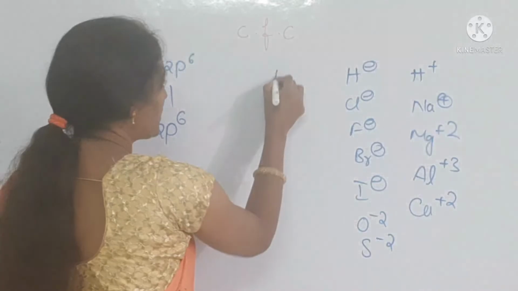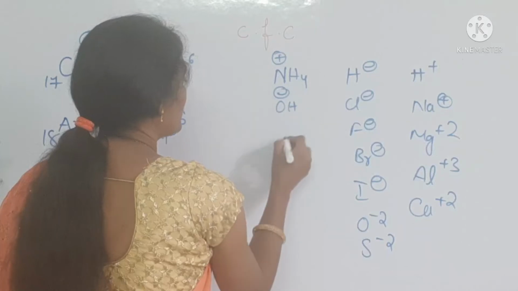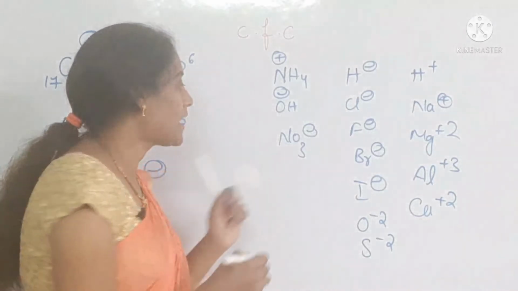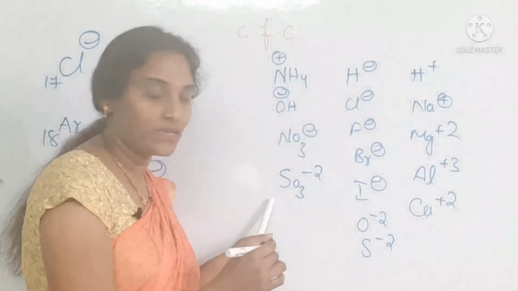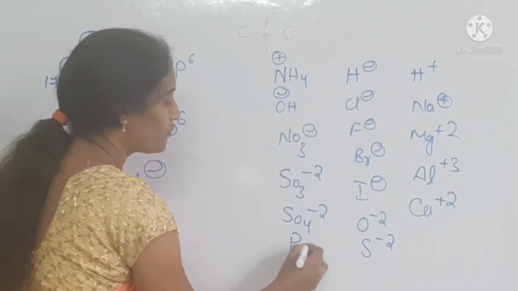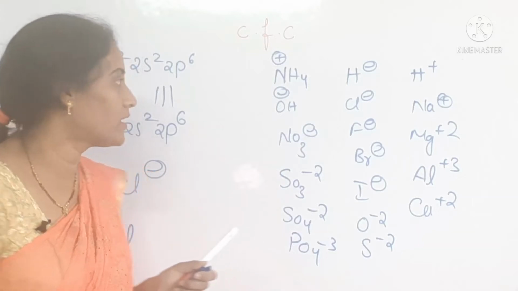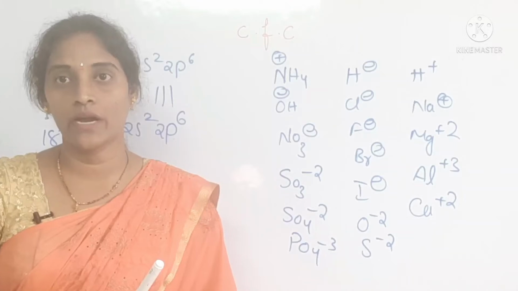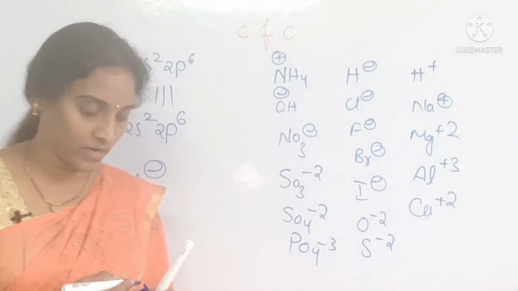You can take some polyatomic ions. NH4 plus, OH minus, NO3 minus. This is the ammonium ion, hydroxide ion, nitrate ion. Next, SO3 minus 2, sulfite ion. SO4 minus 2, sulfate ion. Next, PO4 minus 3, phosphate ion. These are all the polyatomic ions. You can take one more, CO3 minus 2, carbonate ion. HCO3 minus, that is the hydrogen carbonate ion. Those all come under polyatomic ions.